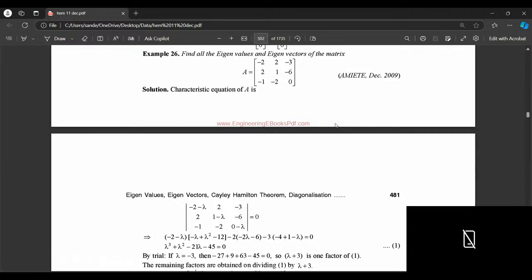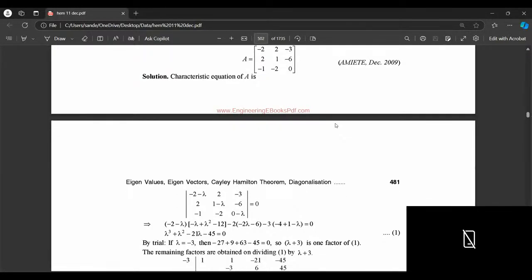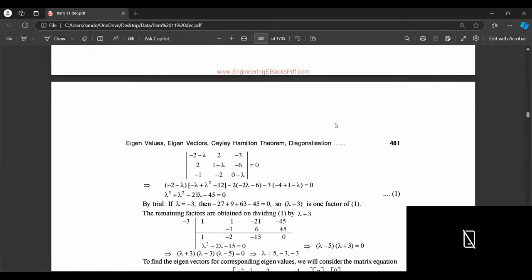So after expanding this determinant, you have the characteristic equation in terms of lambda. You will get lambda cube plus lambda square minus 21 lambda minus 45 equal to 0. This is a 3 by 3 matrix, so we have here a third degree polynomial, lambda cube plus lambda square minus 21 lambda minus 45 equal to 0.